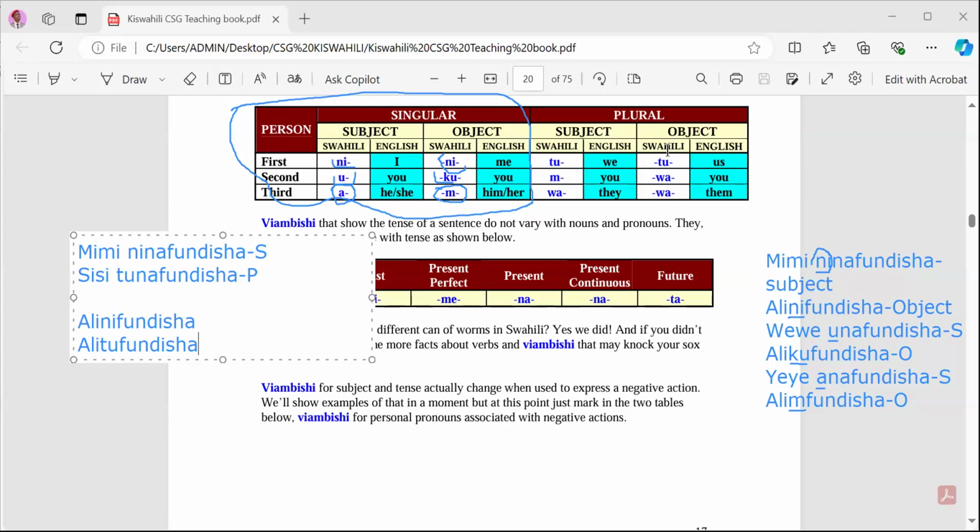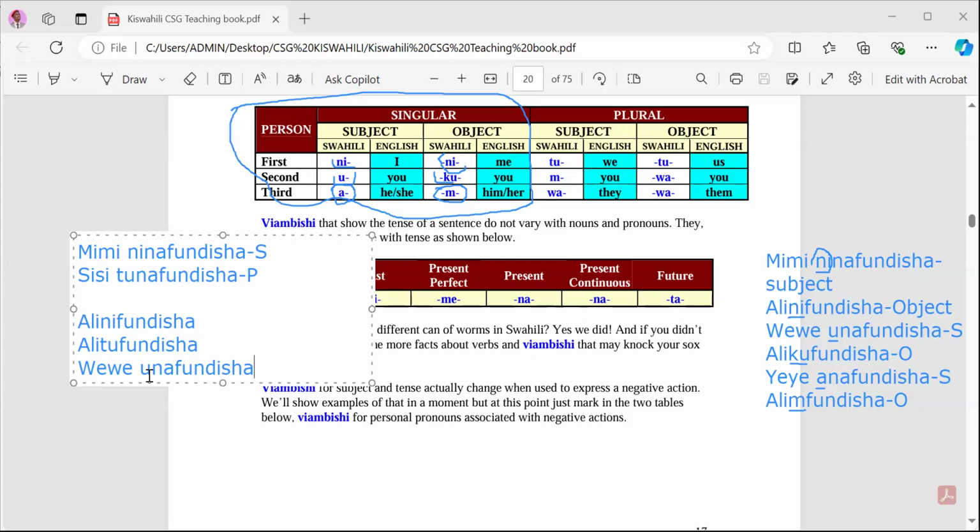Now, if you get to the second person pronoun, where we said wewe unafundisha. That was the second person pronoun. Wewe, which is you, unafundisha. That is what we said. Wewe unafundisha. And its prefix is u. You see the u. They start in the second part of unafundisha. This u. So u is the prefix of it.